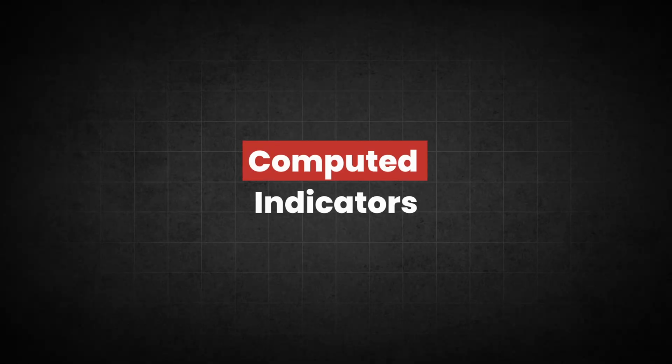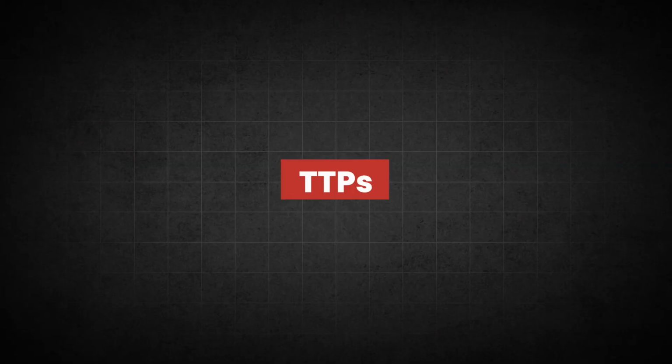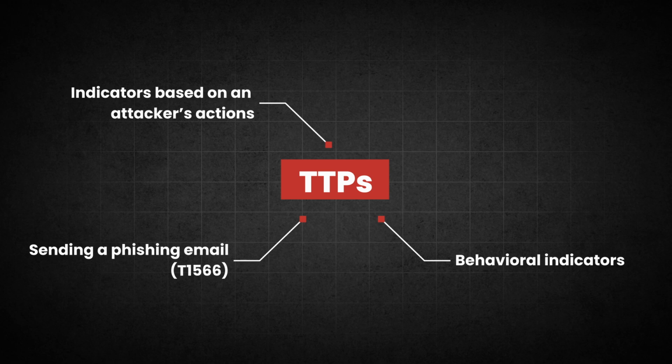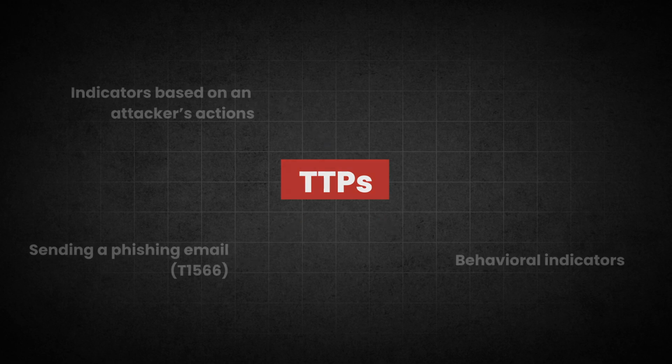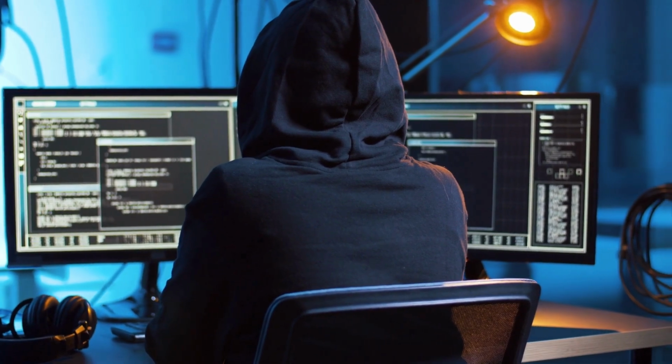Next up, you have computed indicators. These are indicators derived or generated from the analysis or computation of raw data or atomic indicators. You can calculate a file's hash using a hashing algorithm and use that as an indicator. A more advanced indicator are tactics, techniques and procedures, or TTPs. These indicators are based on an attacker's actions. They are often referred to as behavioral indicators because they indicate how an adversary behaves during a cyber attack.